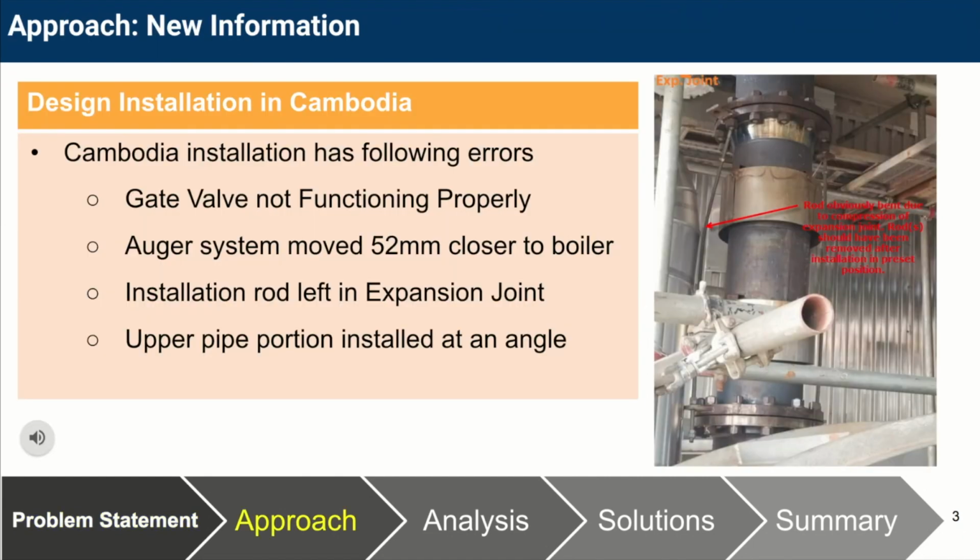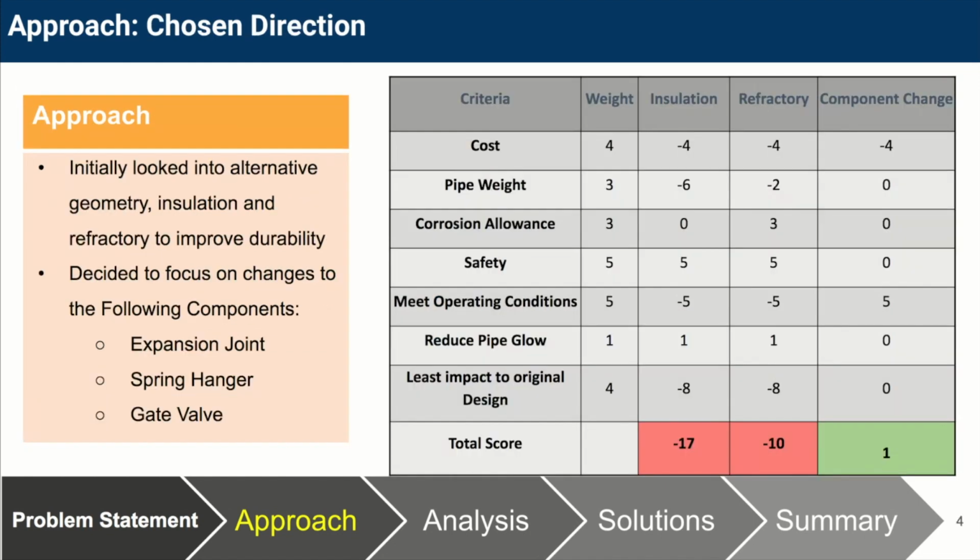Here is our approach. For the ash pipe installed in Cambodia, we found some problems. The gate valve is not functioning properly. The angular system is moved 52 meters closer to the boiler. The insulation rod is left in the expansion joint. The upper pipe portion is installed at an angle with the vertical line, and the right picture shows the insulation rod is bending. Our initial approach was to consider pipe configuration changes and the addition of insulation or refractory.